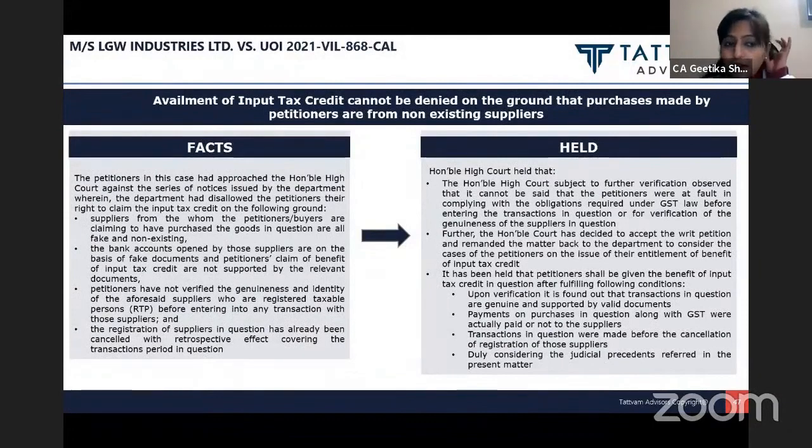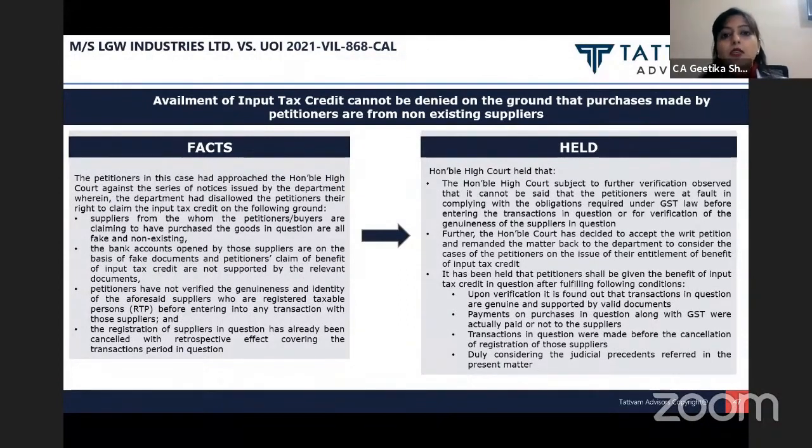Now, another favorable judgment, like LGW, which Tushar has also discussed when we were talking about the matching concept, etc. The High Court has very clearly held that you cannot hold a taxpayer or a person liable for any non-compliances by their vendor if he has taken all the steps at his end. If he has verified the transaction, he knows that the person is a bona fide person, according to him, he has paid taxes to him, he has got the goods.